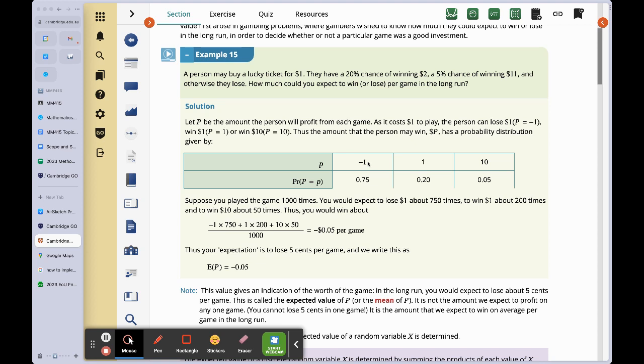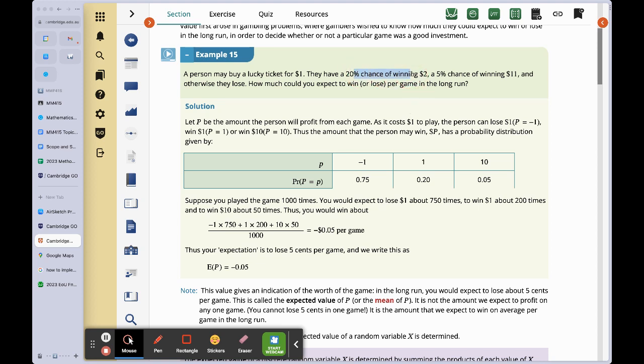So -1. Where does that come from? They have a 20% chance of winning $2, a 5% chance of winning $11, and otherwise they lose. There's 0.75. There's the missing probability, well, it's not missing, but it's the one that's not explicitly stated in the problem. It's a -1 because they have to pay $1, and if they lose, they don't get anything more. So they've lost $1, 75% chance.